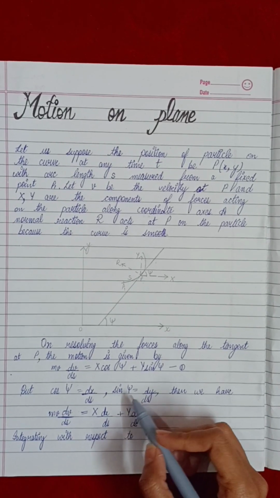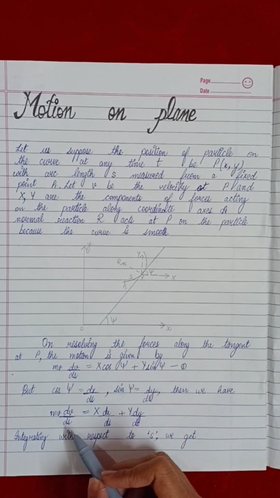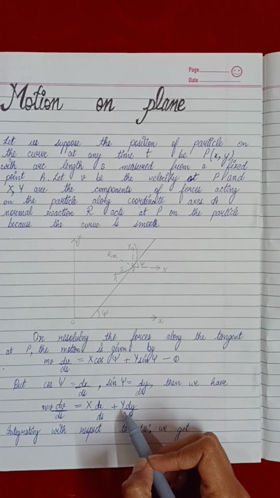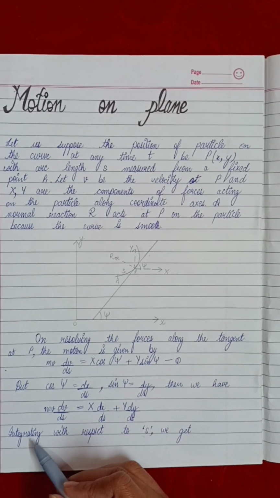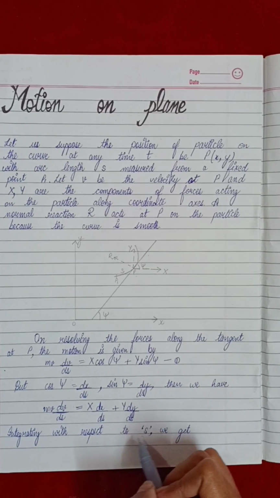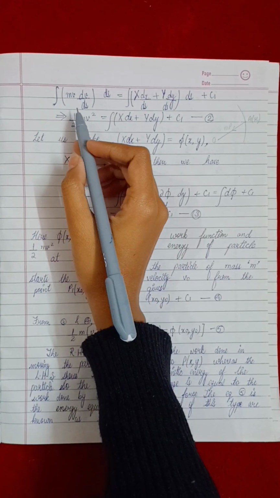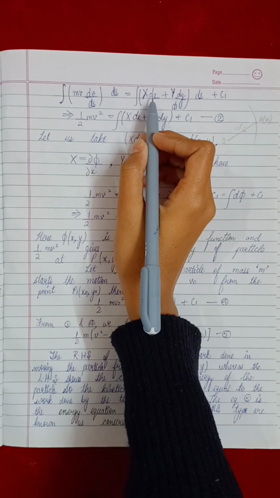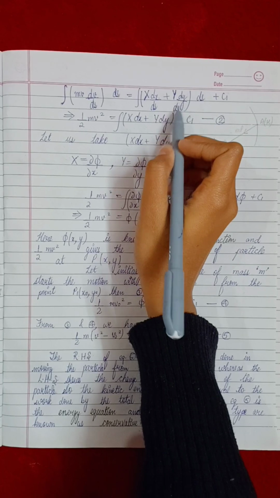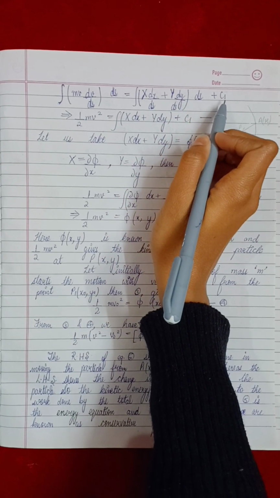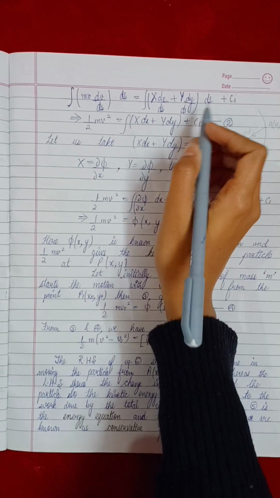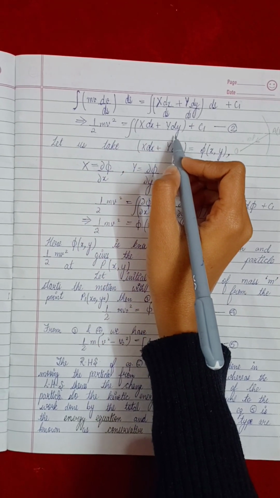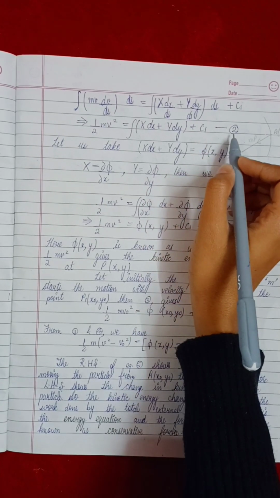Then putting these values in equation 1, we get mv dv/ds = X dx/ds + Y dy/ds. Now on integrating with respect to s, we get the integral of mv (dv/ds) ds = the integral of (X dx/ds + Y dy/ds) ds + c1. Here c1 is the constant. So (1/2)mv² = the integral of (X dx + Y dy) + c1. So this can be equation number 2.